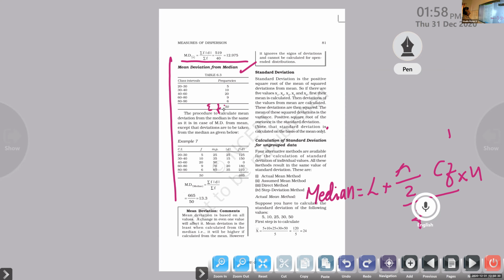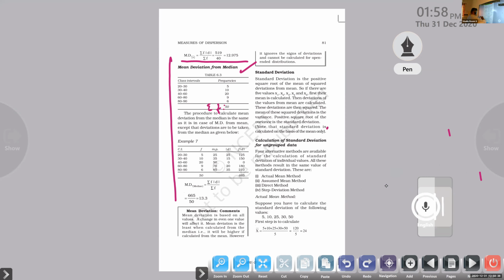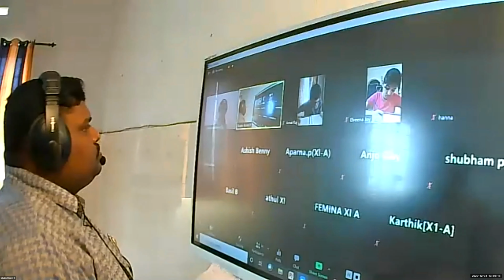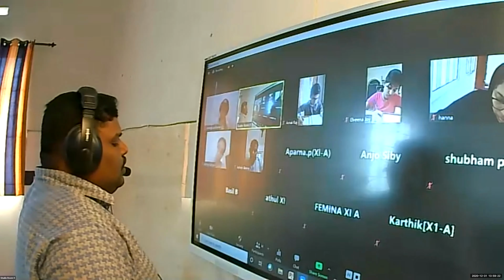Come on, fast. So use the equation. First of all, we want to find the midpoints here, right? So calculate and tell me the median.